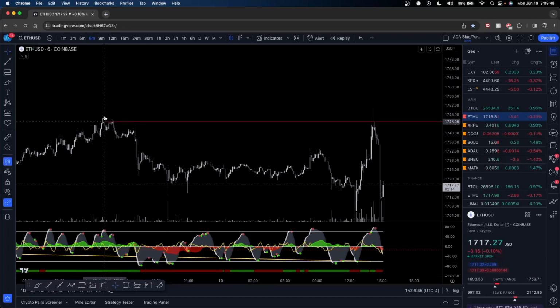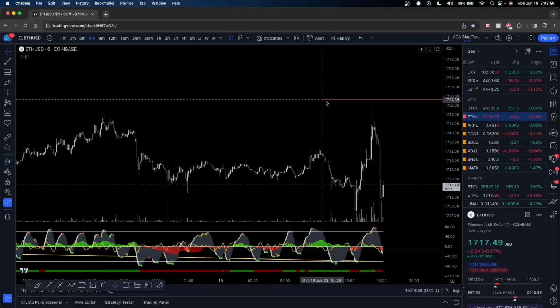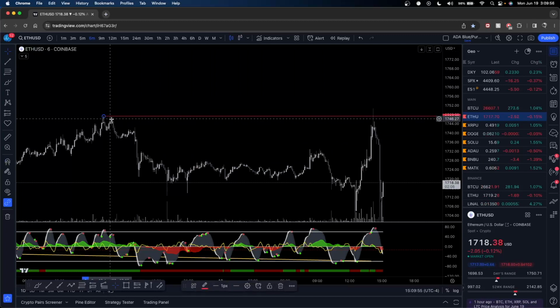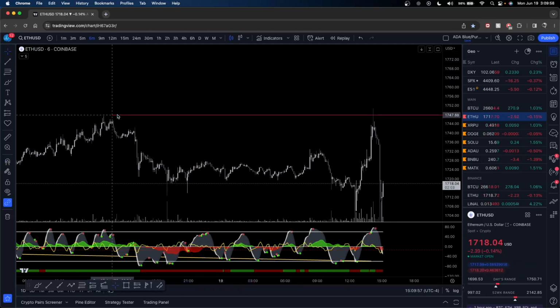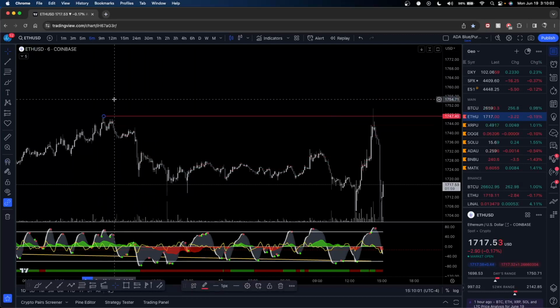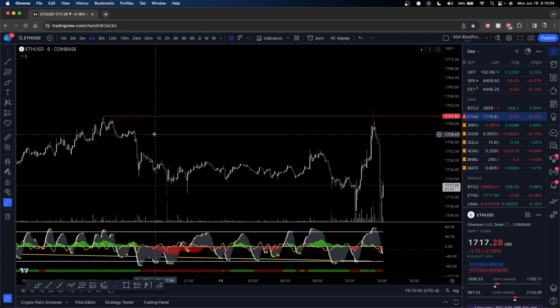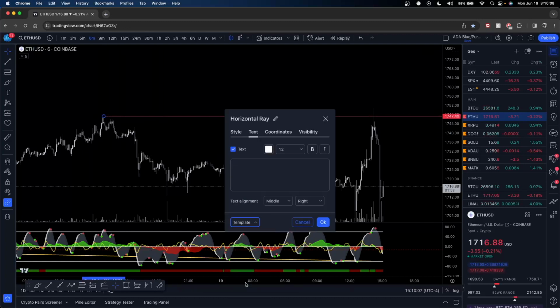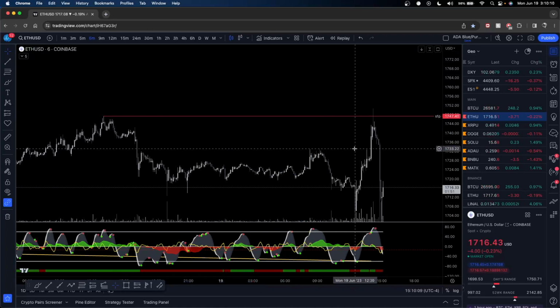Hit the magnet tool. If you guys don't know, when you're holding anything, if you hold down command on Mac or I guess control on PC, it magnets. Little pro tip there. Anyways, so you're going to draw your high like that. Now we know that this is a swing failure pattern. For me, I like to label it just so it's nice and looks good. But this is a classic swing failure pattern.